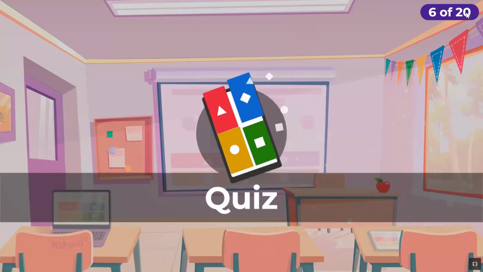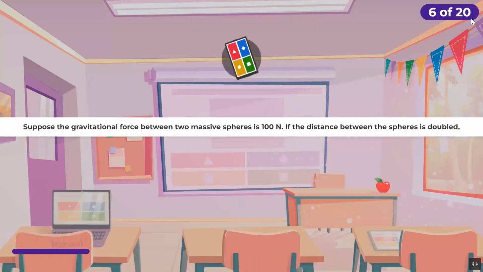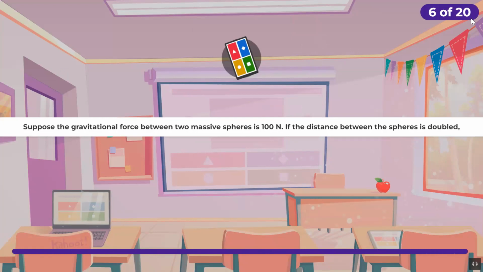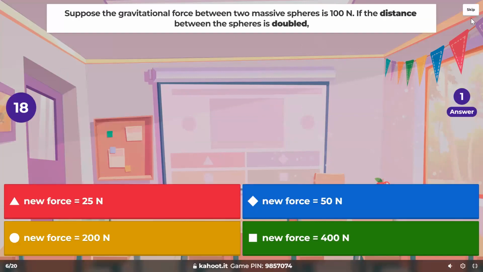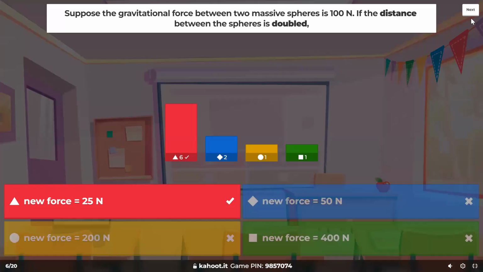All right, Patrick, back to the top spot. Suppose gravitational force between two massive spheres is 100 newtons. Now we're going to double the distance between the two. Now what's the new force? A couple asteroids floating around in space, 100 newtons. Then maybe they kind of drift away from each other. Oh, yeah, so it'd be a quarter of the original amount. A quarter of 100 is 25.